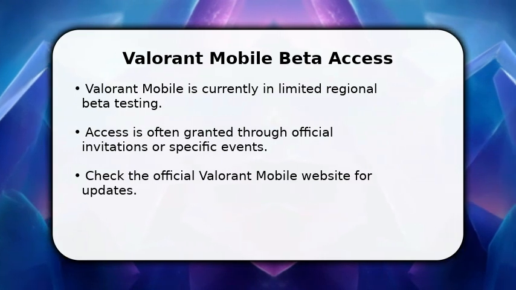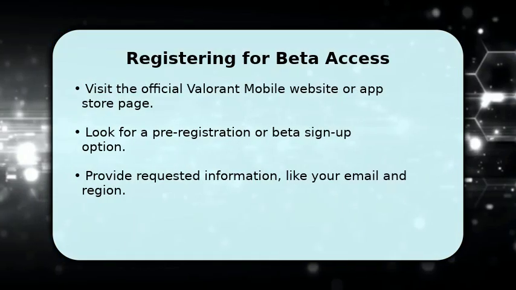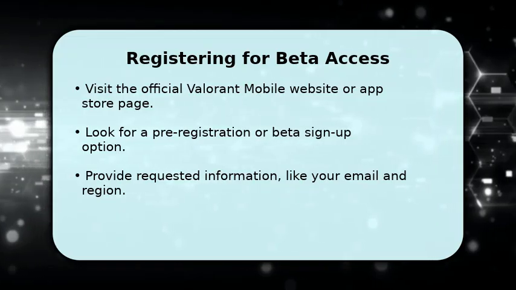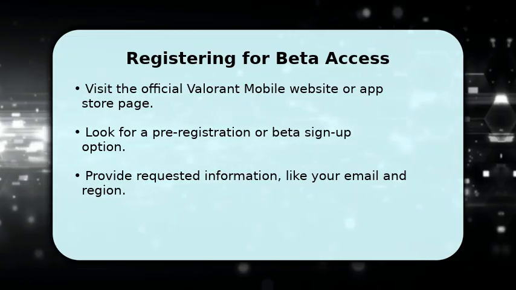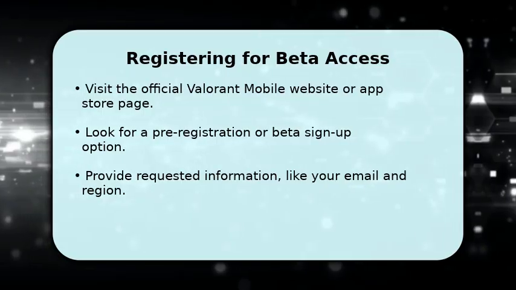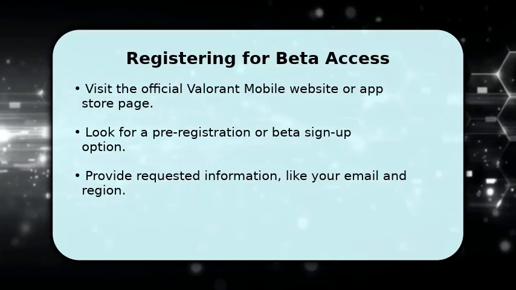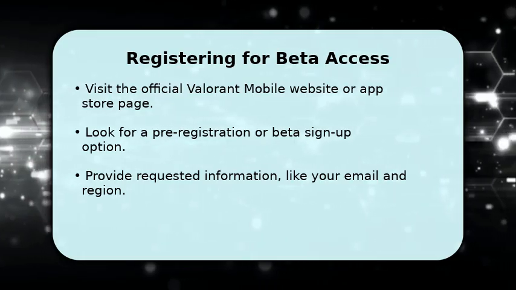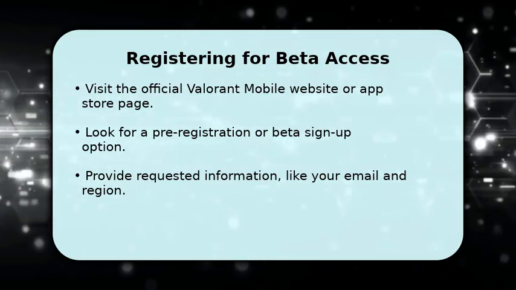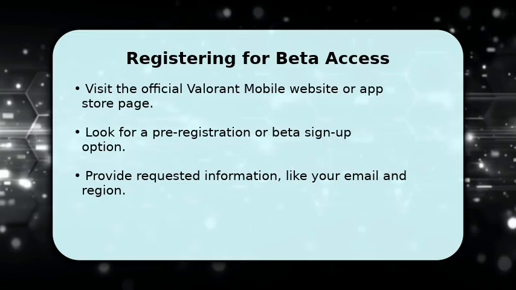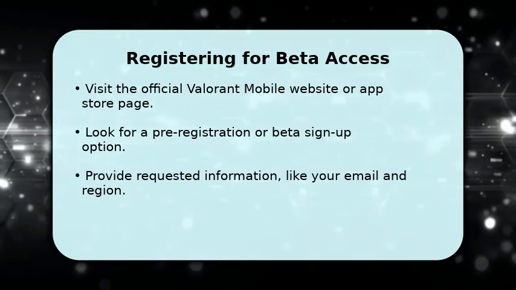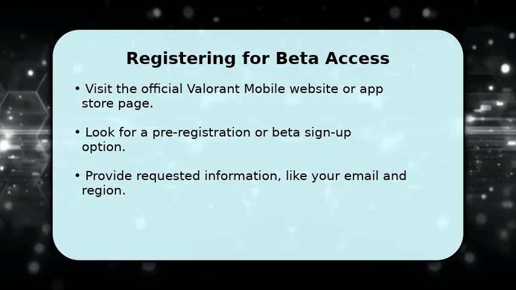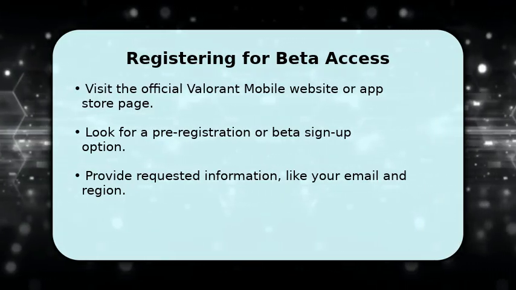and sign-up opportunities. To register for potential beta access, your first step is to visit the official Valorant Mobile website or its dedicated App Store page. Look for a clear pre-registration or beta sign-up option. You'll typically need to provide some basic information, such as your email address and your current region, to be considered for future testing phases. Keep an eye on your inbox for any invitation emails.